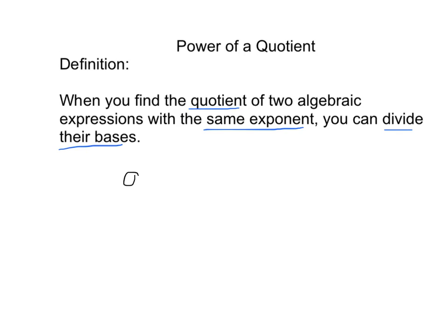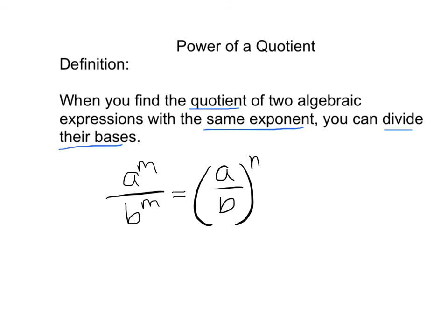If I have a to the m divided by b to the m, I see I have the same exponents. I have an m in both my numerator and my denominator. I can then divide just the bases and have that raised to the common exponent. However, b cannot be equal to 0.